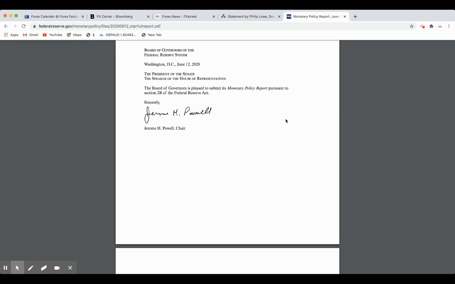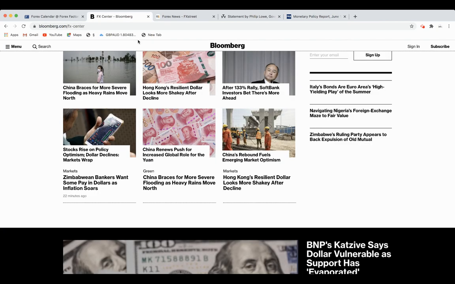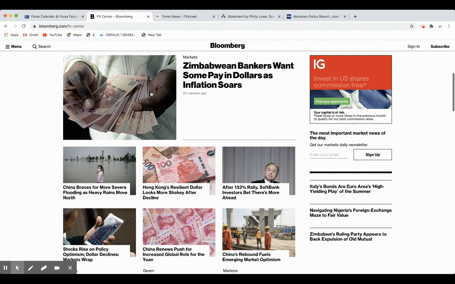Hopefully you found some value. Definitely go and do these things. Go and check them out. Go and check out Forex Factory and the Forex Calendar, or FX Street, Daily FX if you prefer to try one of those. Bloomberg as well. Forgot to mention this is a great one for that news.